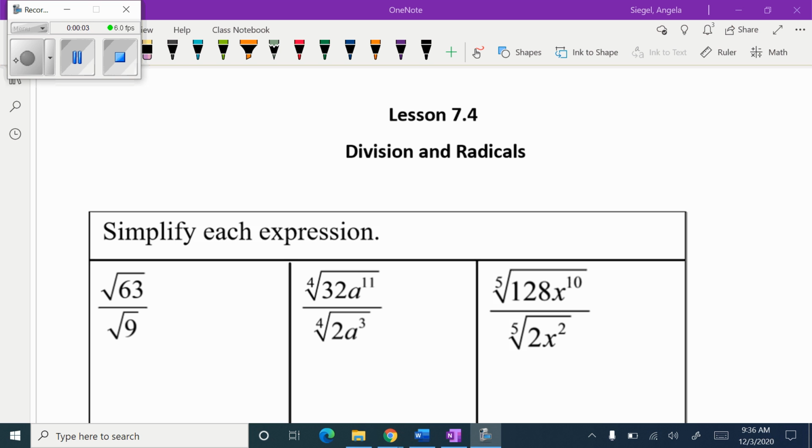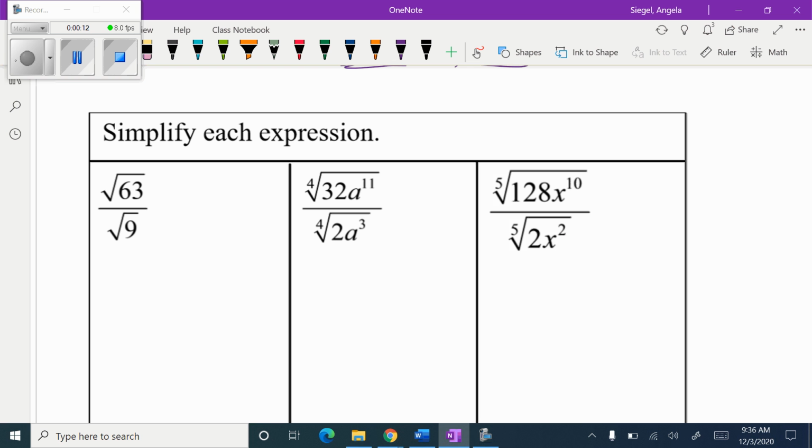Hey guys, welcome to lesson 4, and we are going to be talking about what to do when you have radicals and you are dividing them. So I just want to start off with some problems. Do not make it more difficult for yourself than it has to be.